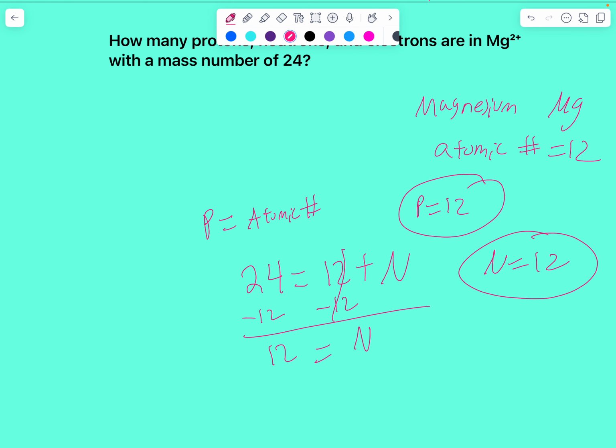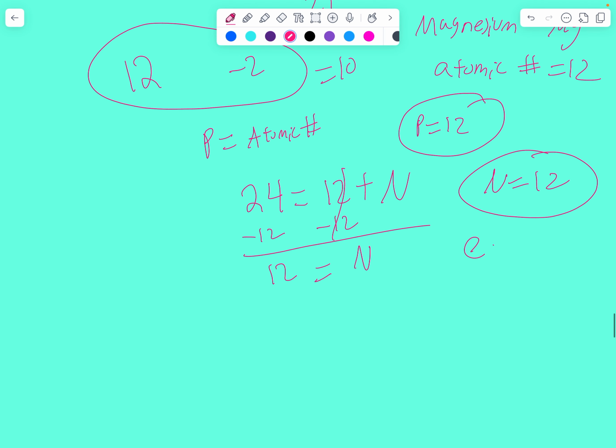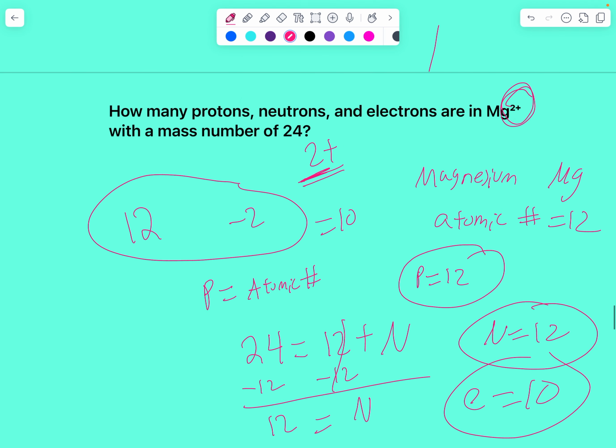And then electrons. I see a 2 plus right there. Y'all see that? When you have a positive charge, it's the opposite. You get to minus it by the number here. So I'm going to take the 12, which is the atomic number, or protons, either one. 12 minus 2 equals 10. So electrons equals 10. You see, that's the magic. When they give you plus 3, if they said Mg plus 3, that's not really a thing, but if they did, you're going to minus it by 3.